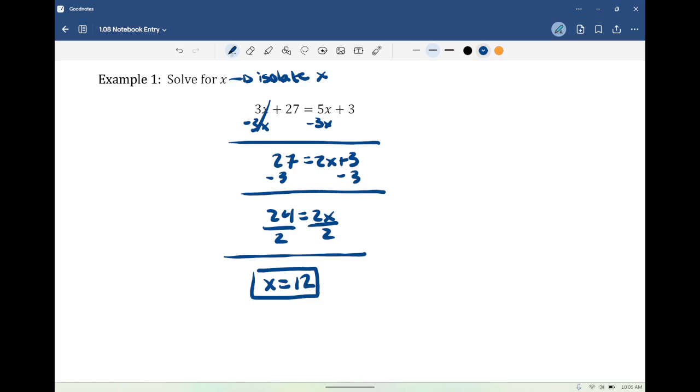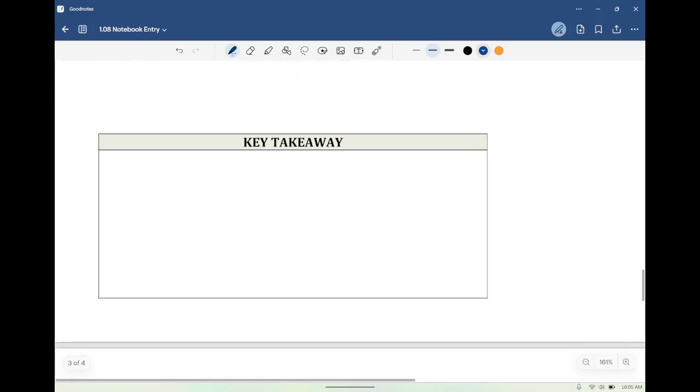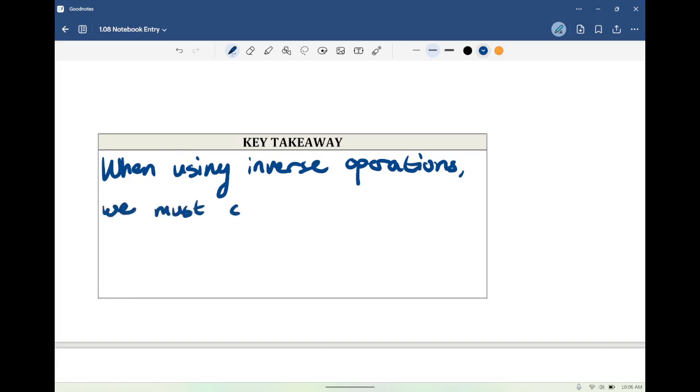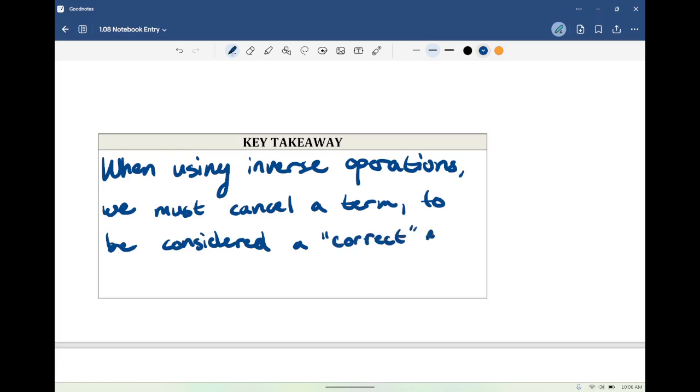All right, then, down below, in the key takeaway, we are going to write: when using inverse operations, we must cancel a term to be considered a correct, I'm going to put this in quotes, "move." When using inverse operations, we must cancel a term to be considered a correct move.